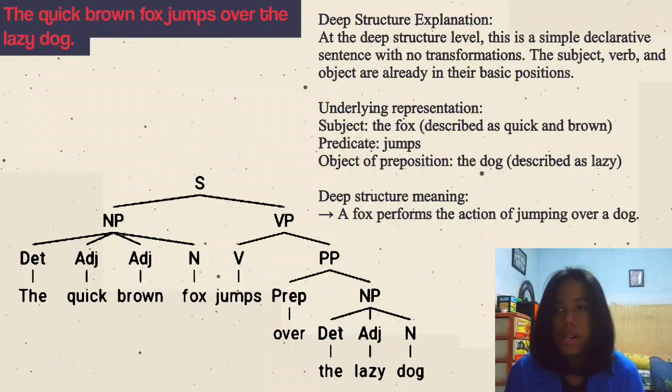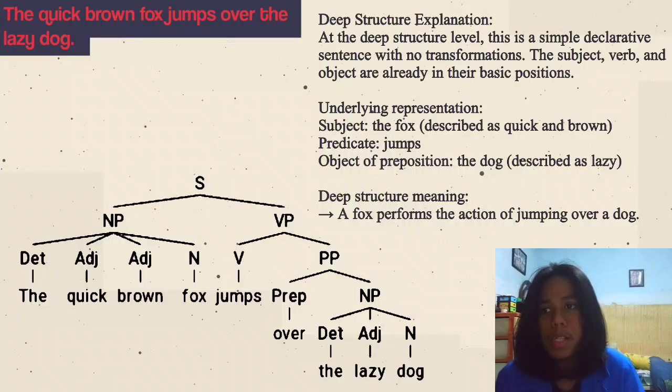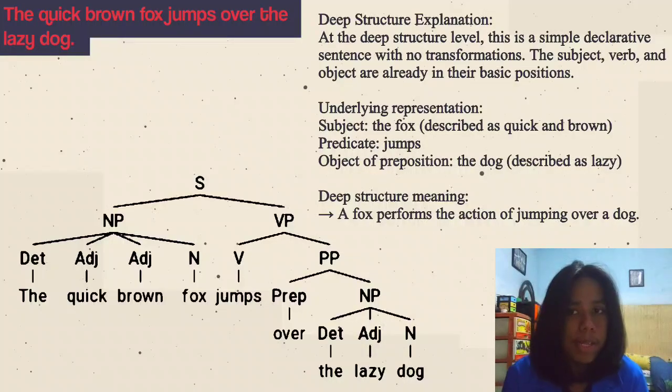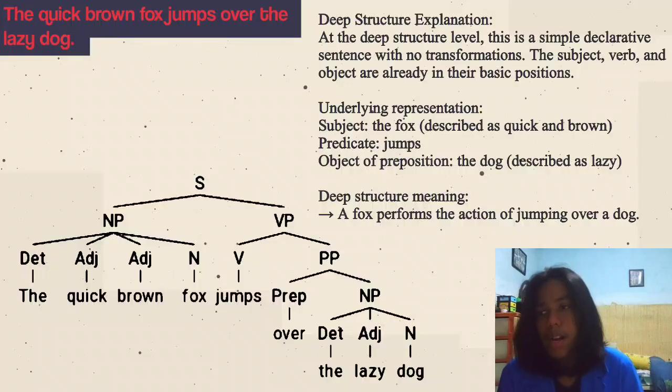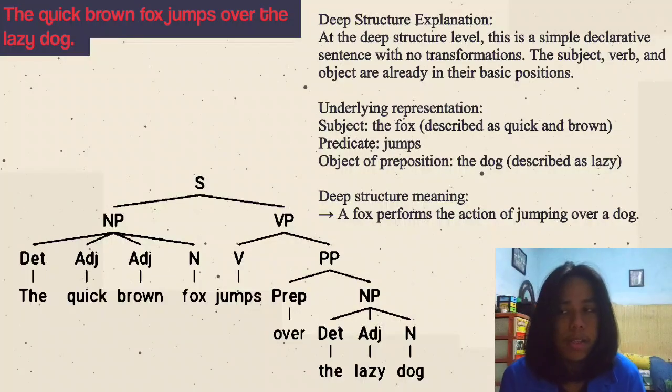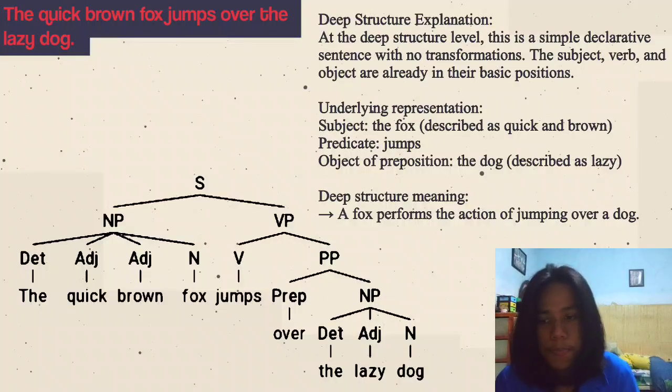And for the deep structure, as the deep structure is an underlying representation, at the deep structure level, this is a simple declarative sentence with no transformation. The subject, verb, and object are already in their basic positions. For the underlying representation, the subject, the fox, is described as quick and brown with the predicate jumps, and the object of the preposition, the dog, is described as lazy. And the deep structure meaning is possibly a fox performs the action of jumping over a dog.